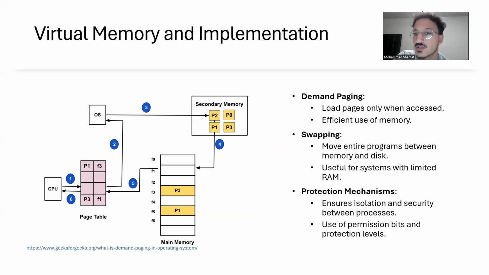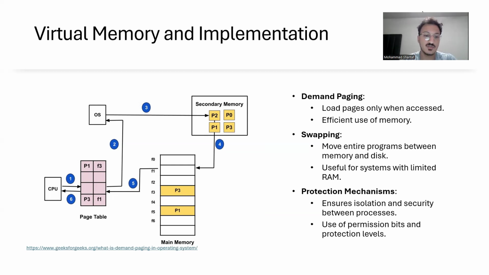Demand paging is pretty much loading pages only when accessed, and it's an efficient use of memory. As for swapping, it moves entire programs between memory and disk, and it's useful for systems with limited RAM. However, protection mechanisms ensure isolation and security between processes, and they also use permission bits and protection levels.